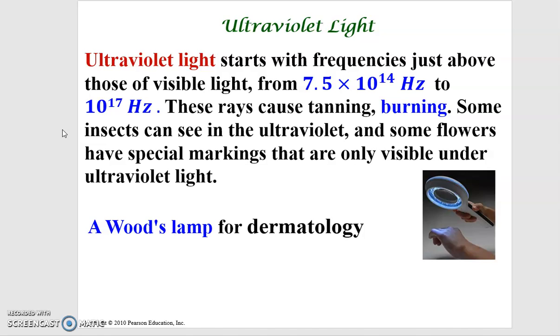Ultraviolet is light with very high frequency, from 10 to the power of 14 to 10 to the power of 17. It can cause damage and burning to your skin and body. That's the reason people normally put on sunscreen when they go out to have a sun bath. The light from the sun is mostly UV rays, which is ultraviolet. So they carry very big energy.